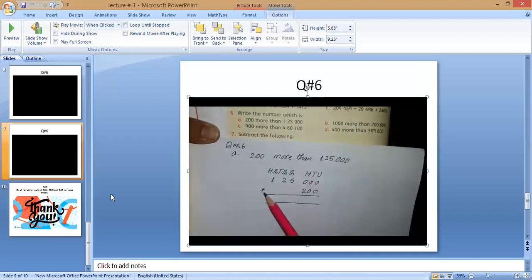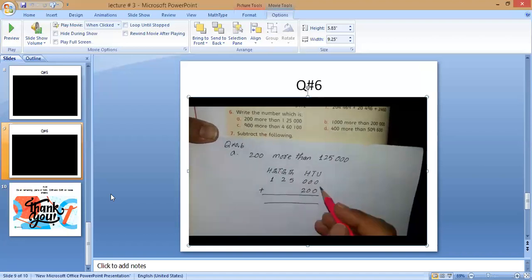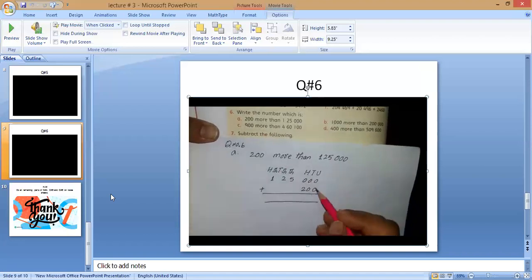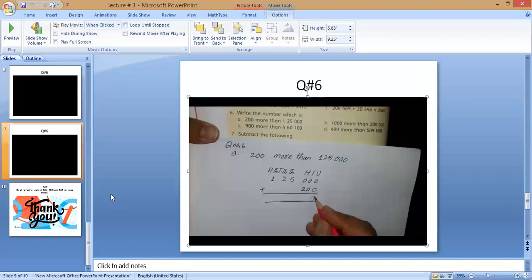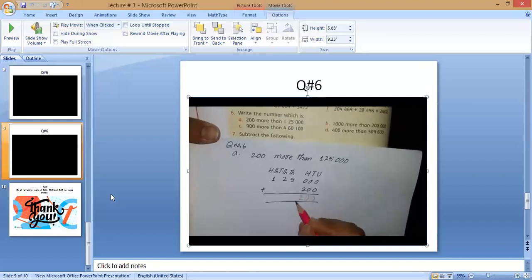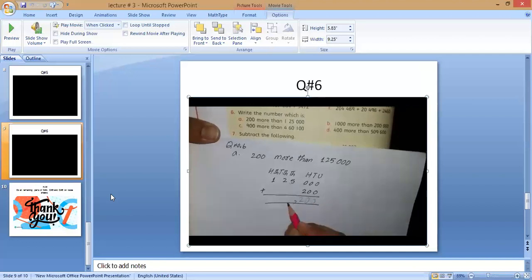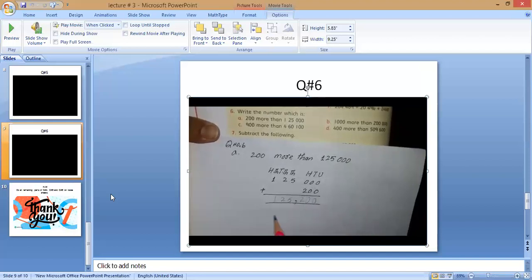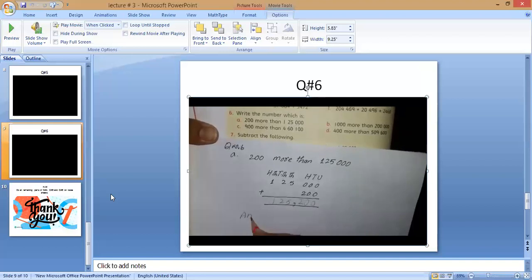First you count the number and put the number, and after this you will add. 0 plus 0 is 0, 0 plus 0 is 0, 0 plus 2 is 2, and 5 comes down, 2 comes down, 1 comes down. You will put a comma here after 3 digits, and after this you will write your answer here, 125,200.